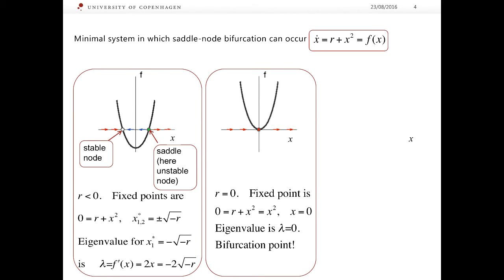Consider the case when r is equal to 0. The parabola depicting f of x now touches the 0 axis, and there is only one fixed point. This fixed point is located at 0. The derivative of f at this fixed point is equal to 0 too. What does that mean? The eigenvalue is neither negative nor positive. It is 0. The fixed point is neither totally stable nor totally unstable.